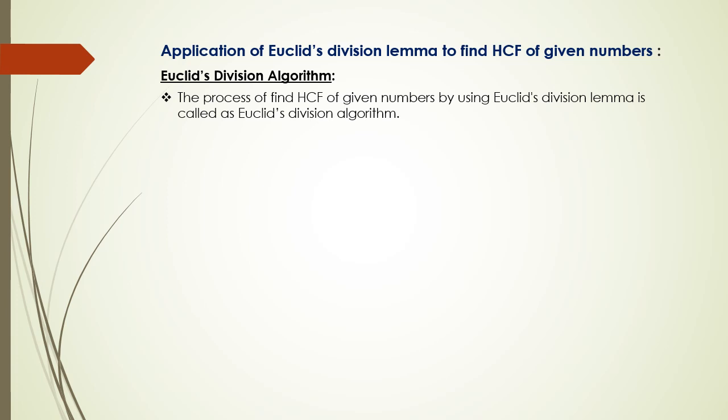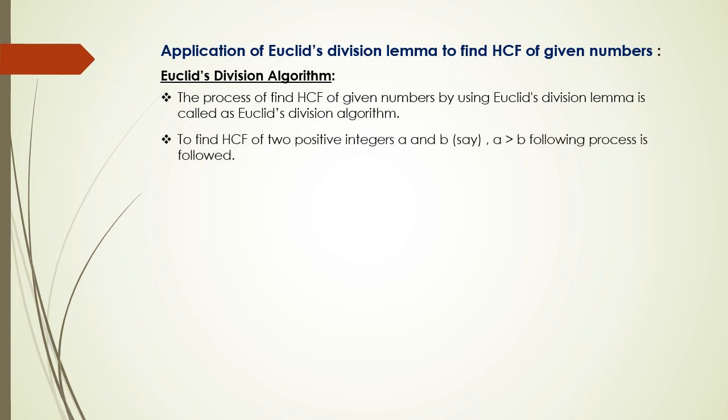Whatever process we follow to find the HCF of 2 numbers by applying Euclid's division lemma again and again till we get remainder 0 is called Euclid's division algorithm. To find the HCF of 2 numbers, let us say a and b, where a is greater than b, we are going to follow the following procedure. We are just considering 2 positive integers a and b. We will see how to find the HCF of these 2 numbers by using Euclid's division algorithm.